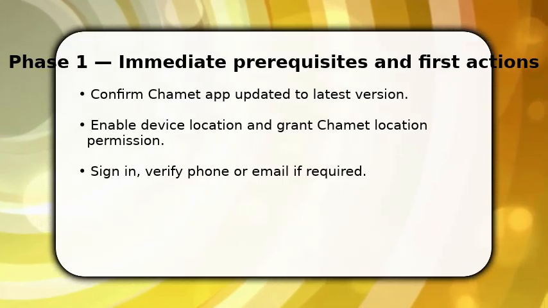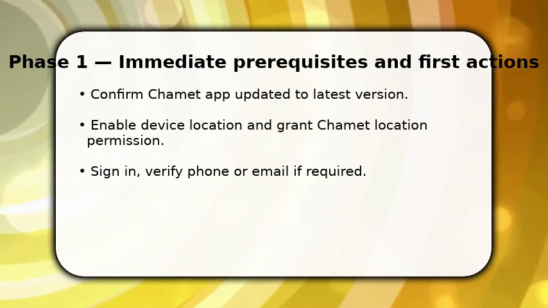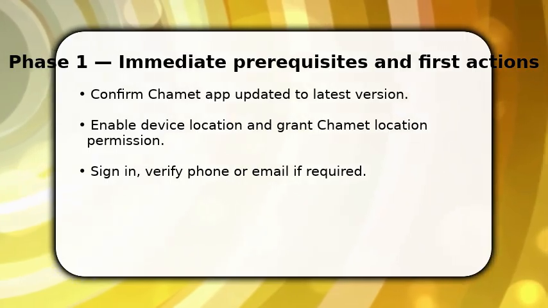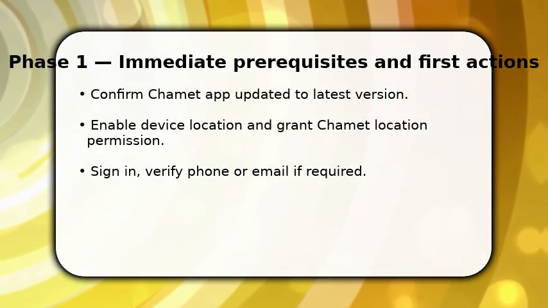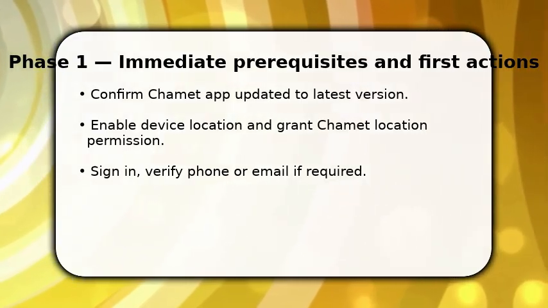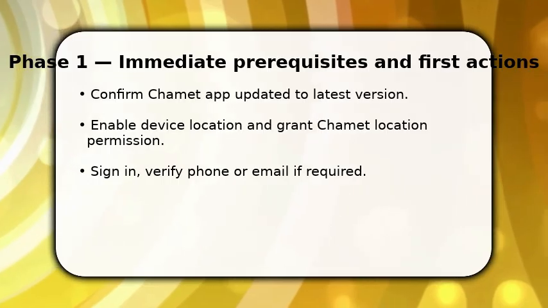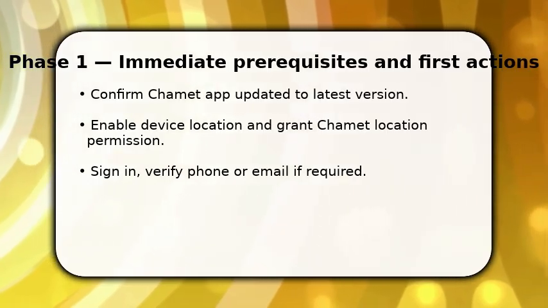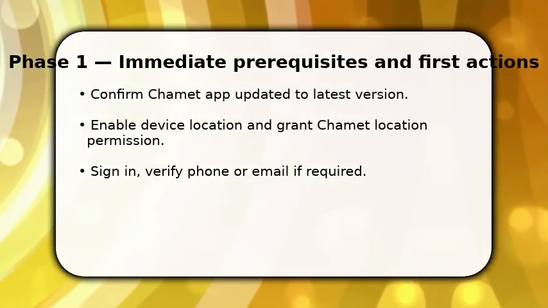You'll start by preparing your device and Chamet so the location change works smoothly. First, update Chamet and enable device GPS. This gives the app required access. Next, open Chamet and sign in. Make sure your account is verified if prompted, because unverified accounts may be restricted.